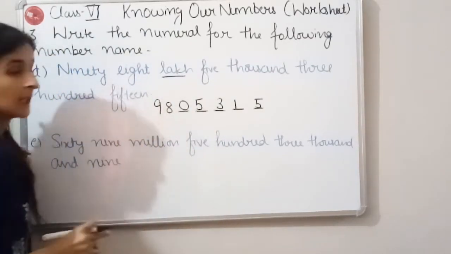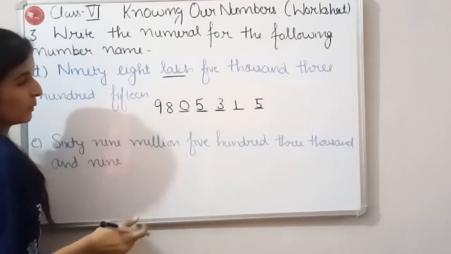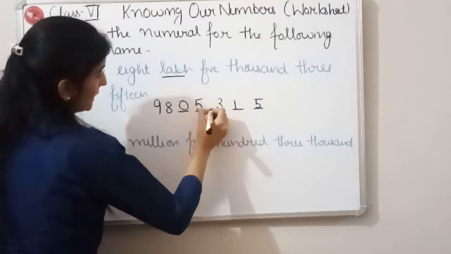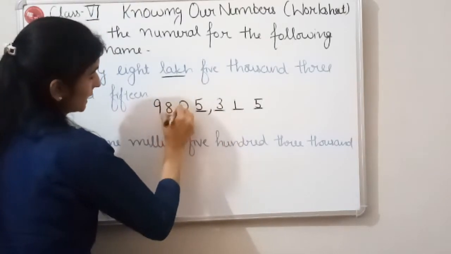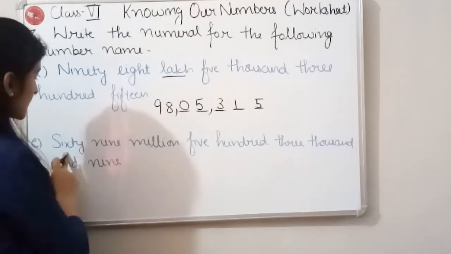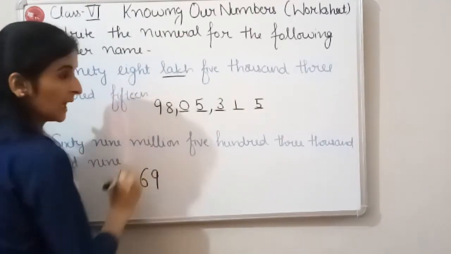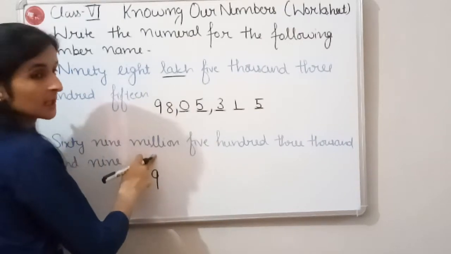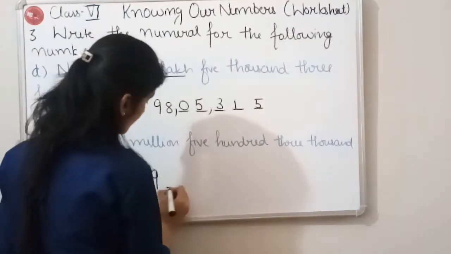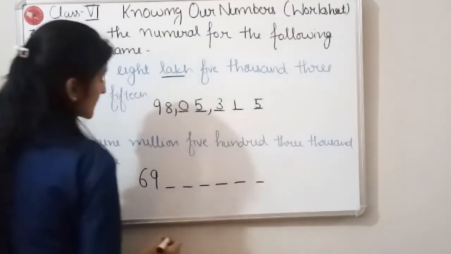And this is the Indian number system. So we will put commas now. So after leaving 3 places, then after leaving 2 places. E part is 69 million. So firstly I am going to write 69. Million means 6 more digits: 1, 2, 3, 4, 5, 6.